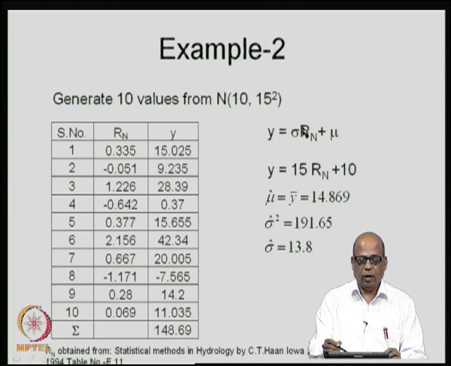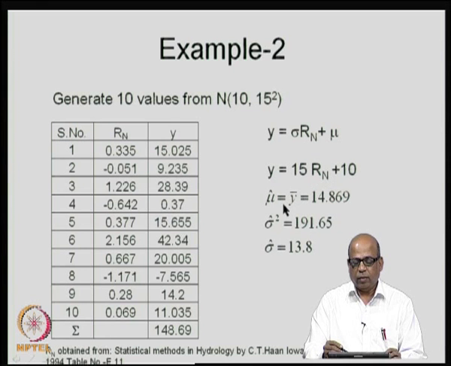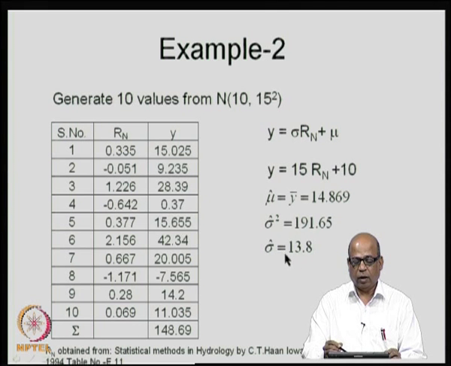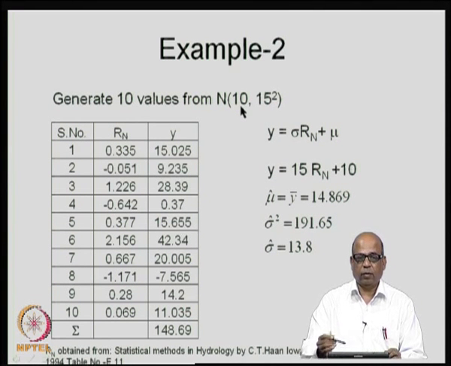Every time we change the Rn and get one particular value of y. So, y is equal to sigma Rn plus mu, you get this y. Next time you change the Rn, you get another value of y, and so on. Again you check what is the average value that you are getting out of the generated numbers. This comes out to be 14.86 and the standard deviation comes out to be 13.8 as against the 15 that you started with, and this is quite close, the mean being 14.86 as against 10.